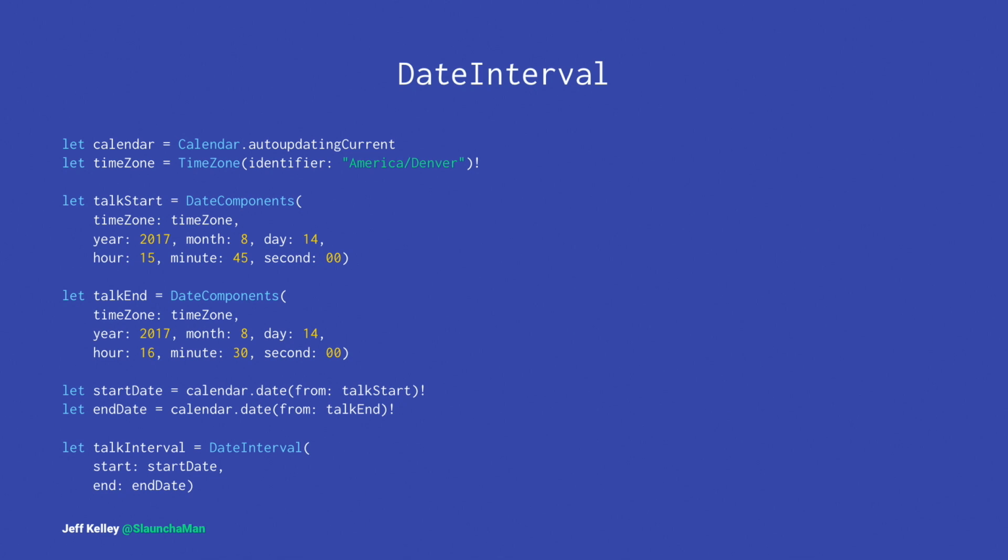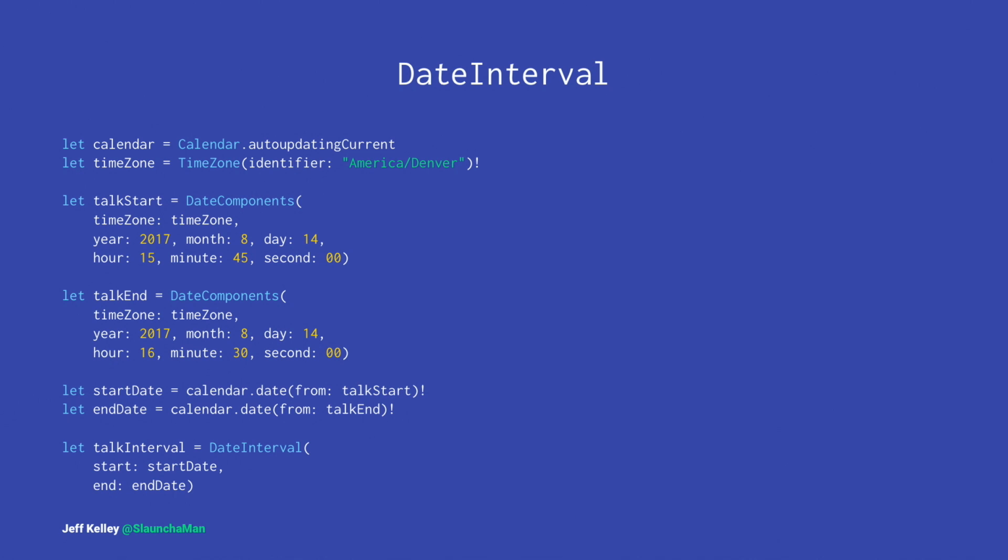So this is a date interval I'm creating here for the time period of this talk, assuming I go all the way to the end. Making two sets of date components. Both have a time zone defined as America/Denver. They have a year, a month, a day, hour, minute, and second. And then we're going to have the calendar create dates from that information. So using that information we've given about the moment in time, it's going to create it for us.